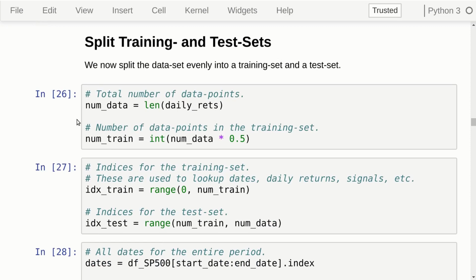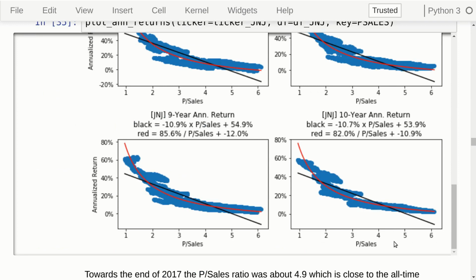Okay, so we have to split our data set into training and test sets, and I just split it in half. And I encourage you to experiment with different splits because it will behave differently. And let's go back to the first video that I did on forecasting long-term returns. So imagine, for example, that we split our data set so that only these points up here are in our training data. So our portfolio model will only see price to sales ratios in this range here and with these annualized returns here during the training.